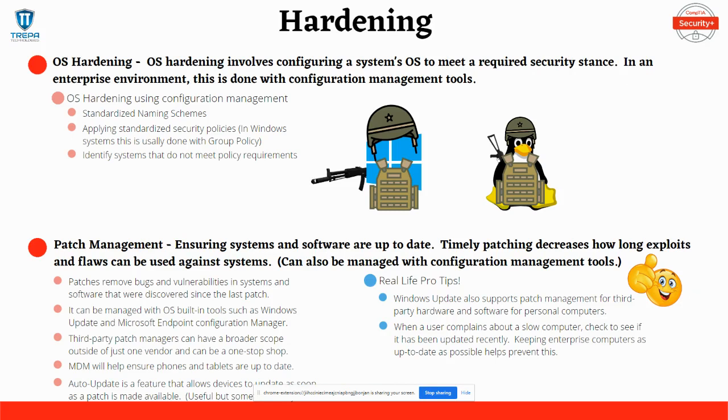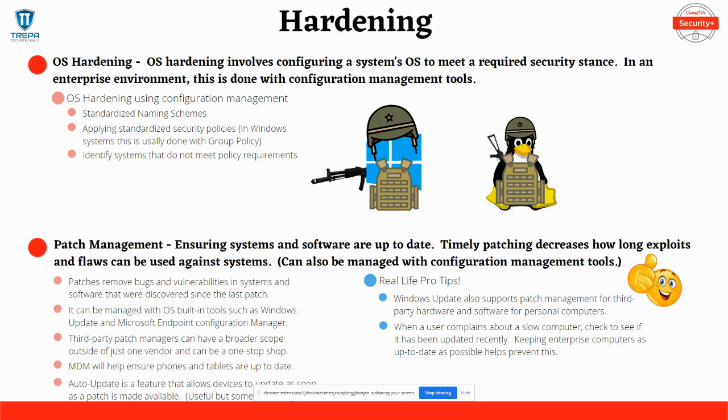Next, let's go into some OS hardening. OS hardening is another technique we can use in our enterprise to create a better security stance in our networks. OS hardening involves configuring systems' OS to our organization's security standards and correcting any system that does not adhere to our security baseline. OS hardening can be done using group policy objects, maybe having a standard image for your enterprise or certain departments, or something as simple as having a standard naming convention for all of our systems.